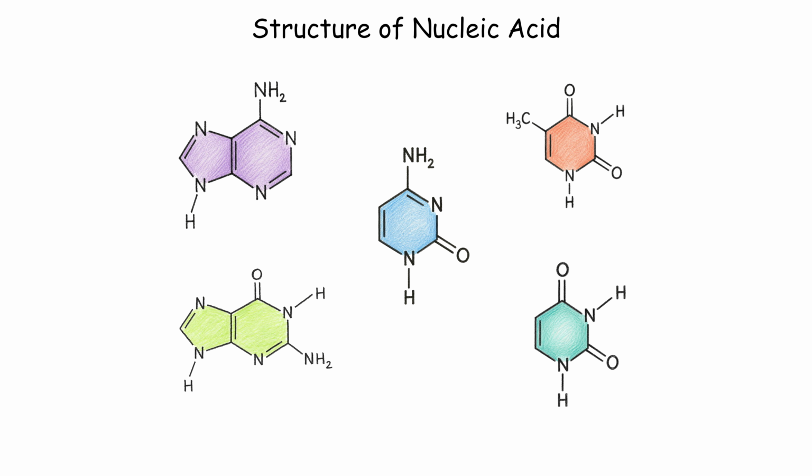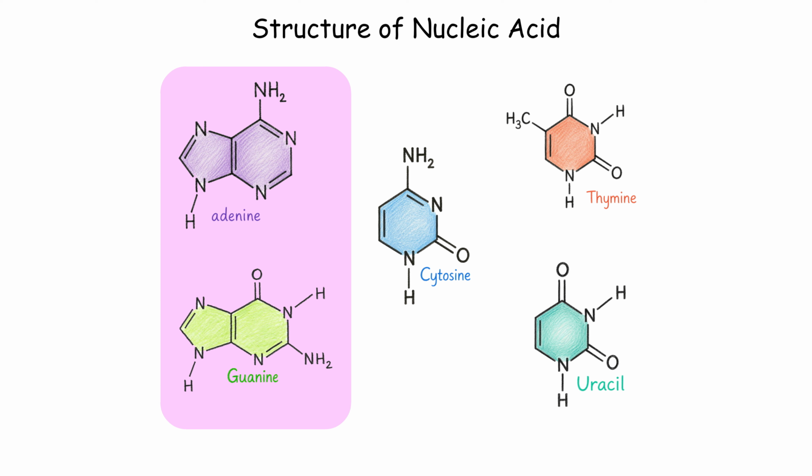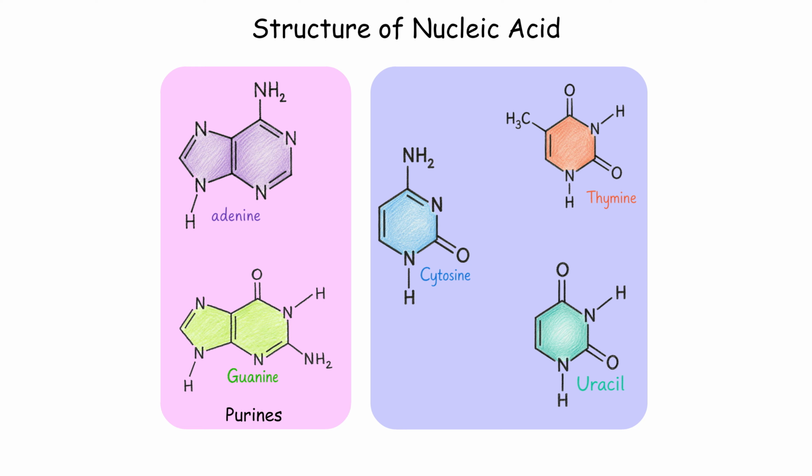There are 5 main bases found in nucleic acids: adenine, guanine, cytosine, thymine, and uracil. Adenine and guanine are called purines. These are larger bases with 2 rings. Cytosine, thymine, and uracil are called pyrimidines. These are smaller bases with 1 ring.